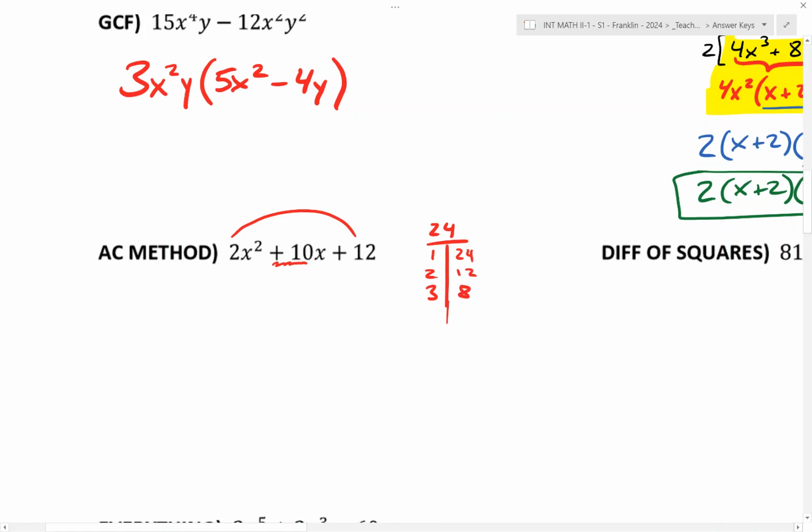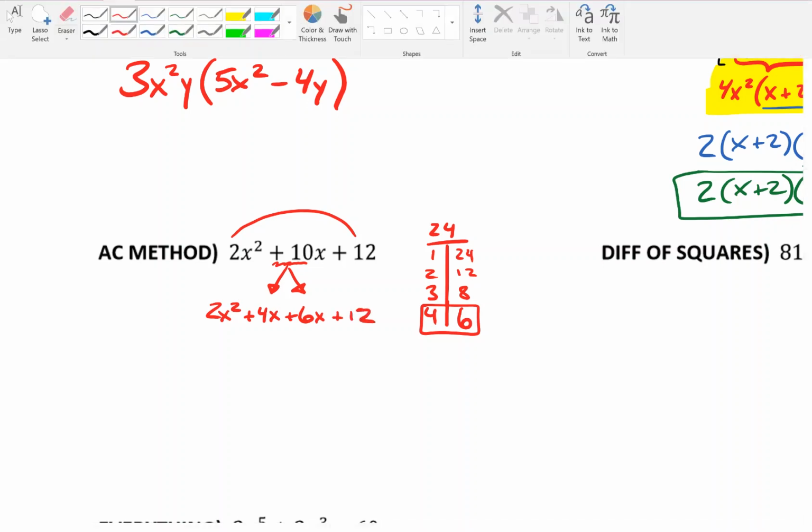3 and 8 won't add to 10. We are getting closer. 4 and 6. 4 times 6 is 24, and 4 plus 6 is 10. So that works out. Split that middle term: 2x squared plus 4x plus 6x plus 12. And now we can factor by grouping.